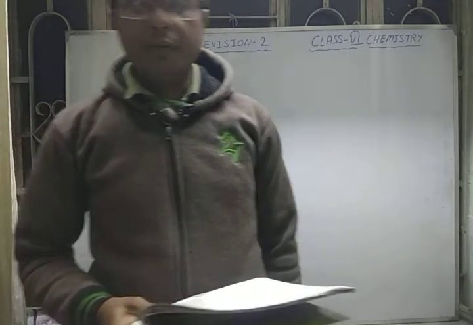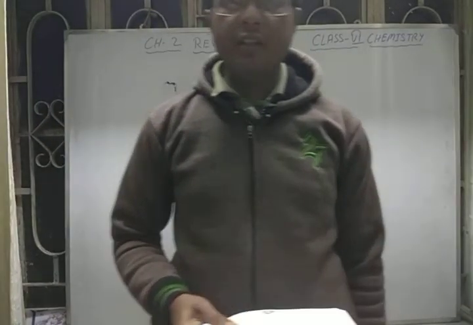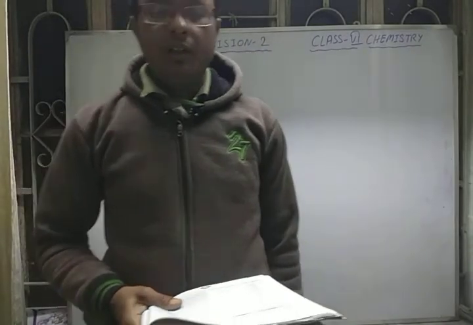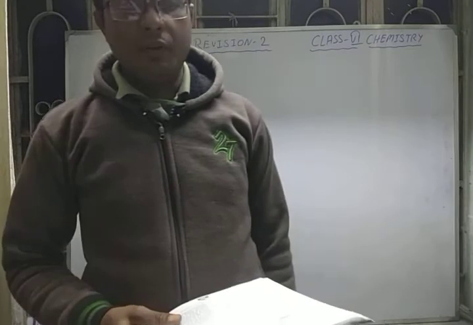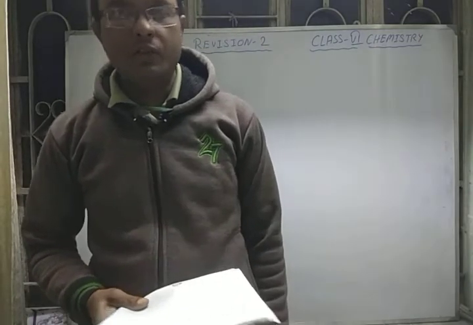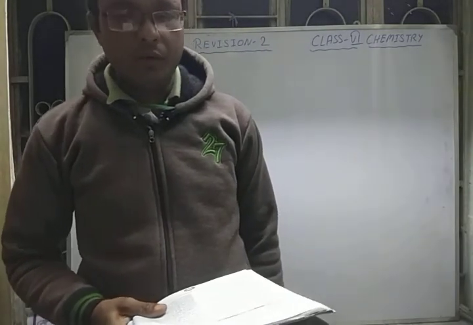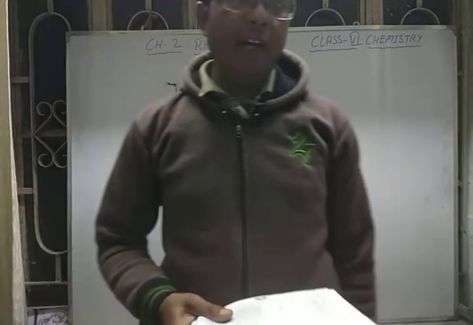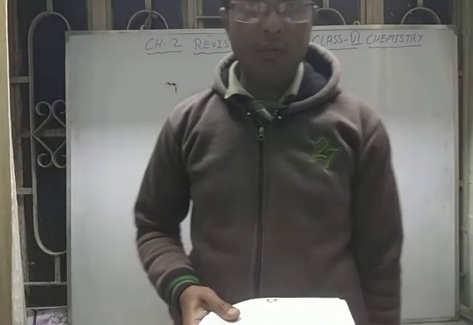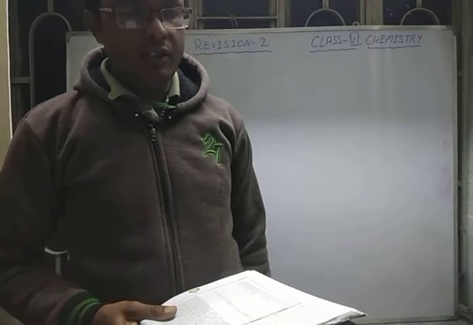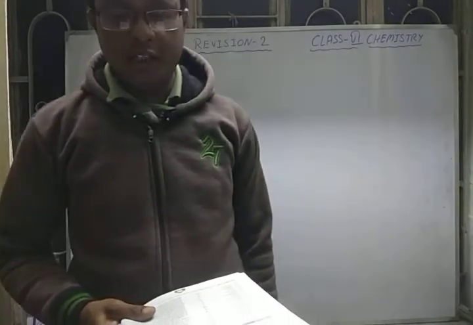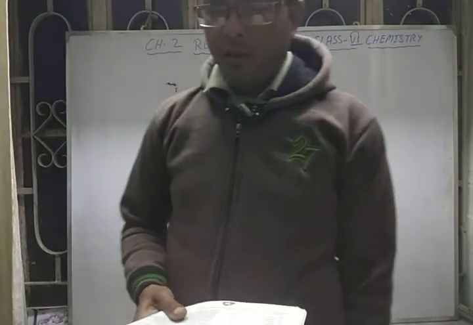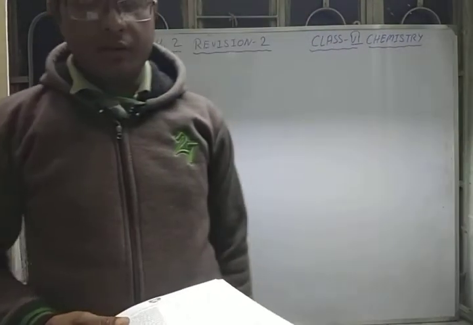Chemical formula of an element is a representation of molecules of that element. Means if you want to represent a molecule of an element, you have to write a chemical formula. Suppose the symbol of hydrogen is H, but molecular formula of hydrogen is H2. Okay, the chemical formula is also called molecular formula H2. It represents the molecules of hydrogen.